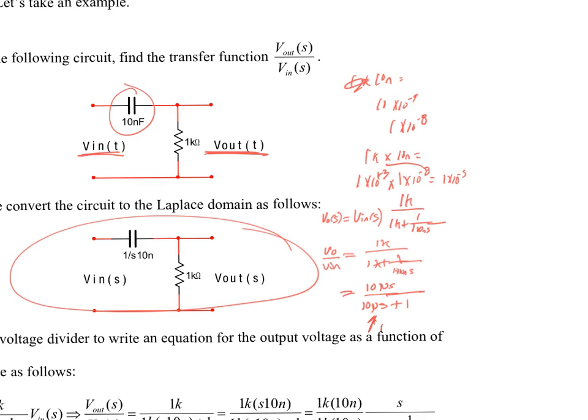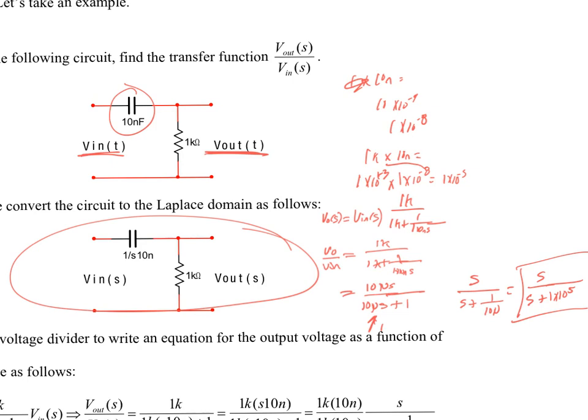Or I can factor it out. So I have s over s plus 1 over 10 micro. What's that equal to? Right, because if it's 1 times 10 to the minus 5th, or 10 to the minus 6, I can just bring that around, and I get 10 to the positive 5th. So this is my transfer function for V out over V in for this RC circuit.